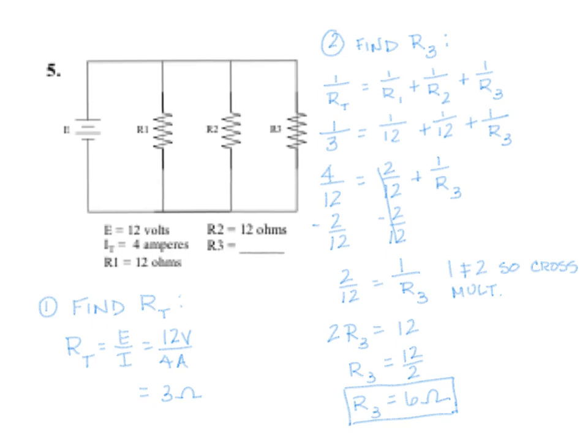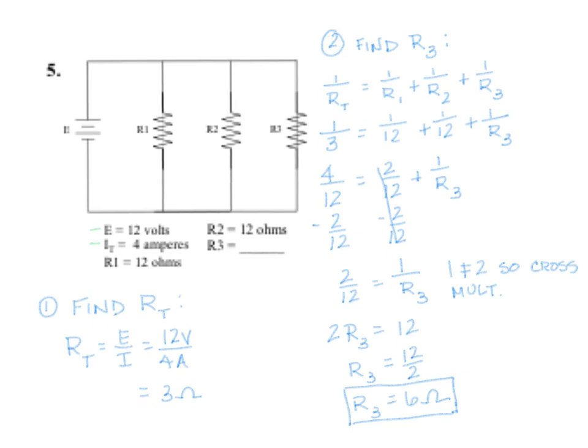Then the first thing you're always going to want to do is find R total. And there are going to be 2 ways to find R total. One way, of course, would be to use Ohm's law. You can only do Ohm's law if you know both E and I, and in this case, we do. We know that E is 12 volts, we know that I is 4 amps. So that's the route we're going to go.